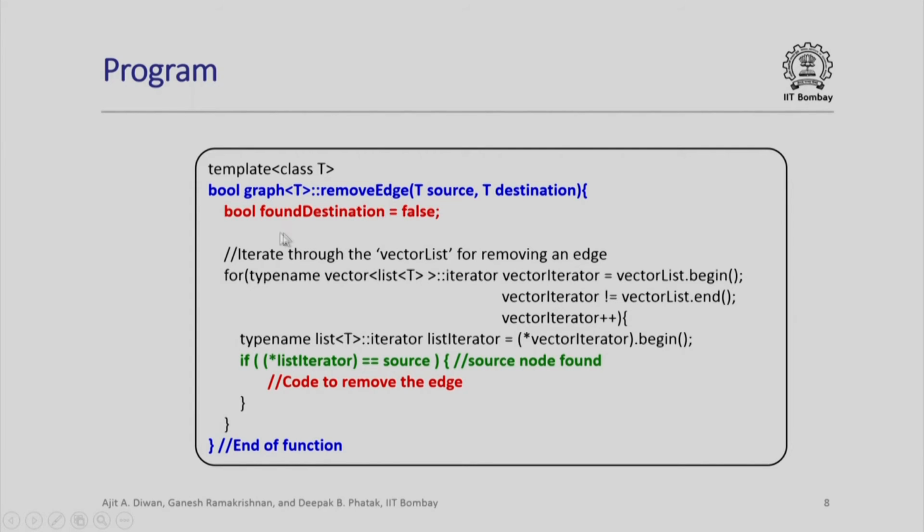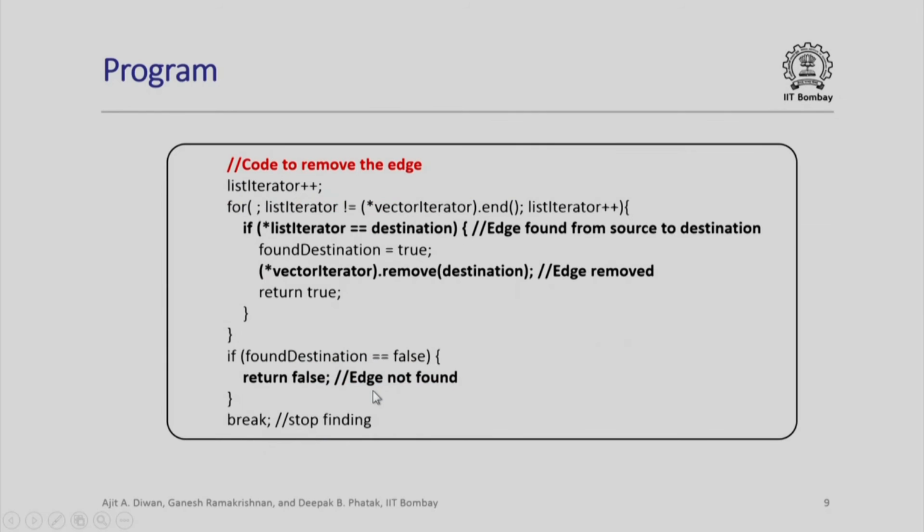So, we start with a bool set to false for found destination as before. Again we iterate through the vector list, and for each list we identify whether we find the source. When the source node is found, now please note what we have to do, we have to remove an edge. So, if the source node is found, we must locate the edge to be removed in that particular list. That is where we will write code to remove the edge. Let us look at that code.